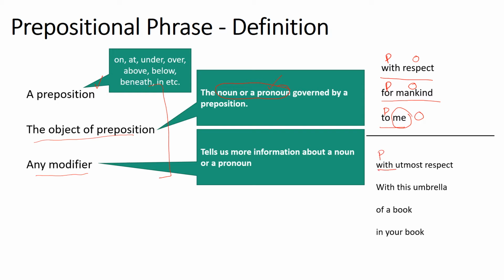With, what is with? With is a preposition, respect is the object of preposition, and utmost is an adjective, and it is what? A modifier. It is a pre-modifier. Now so with utmost respect is what? A prepositional phrase. Same goes for with this umbrella. With is a preposition, this is what? A demonstrative adjective, that is a pre-modifier, and umbrella is the object of preposition and a noun also.